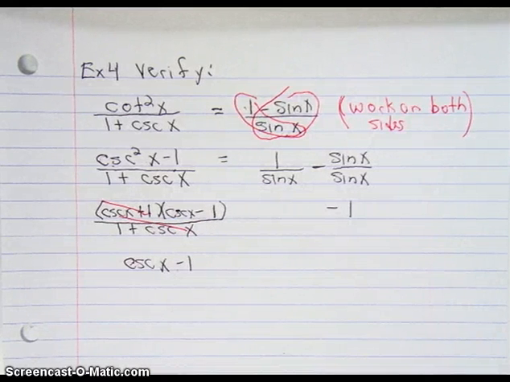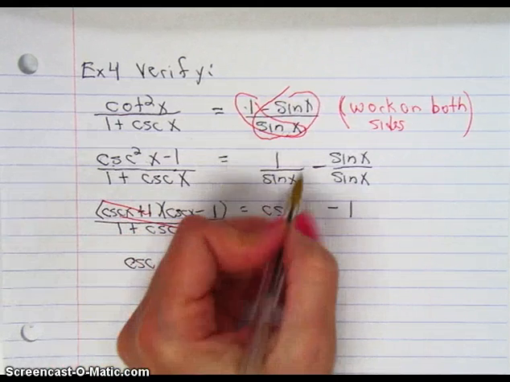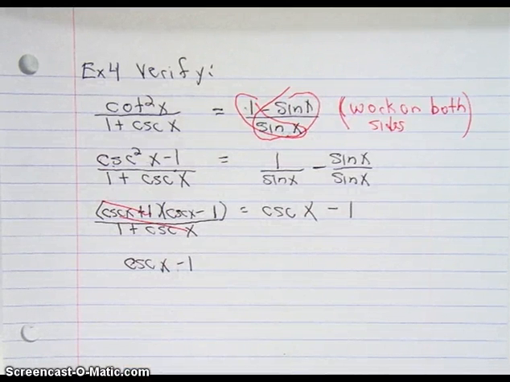Okay. And then Remy, look at the top row. 1 over sine is the same as? So cosecant x. Are we done? Can we be done now? Yeah, we can. Okay. Done. Whoa, that was neat. That's what happens when you get to work on both sides.